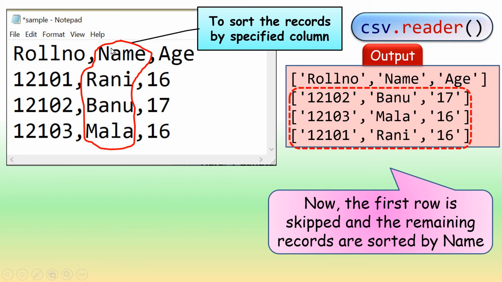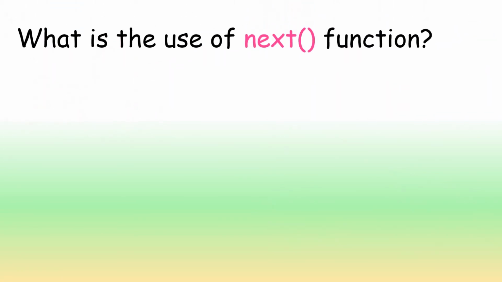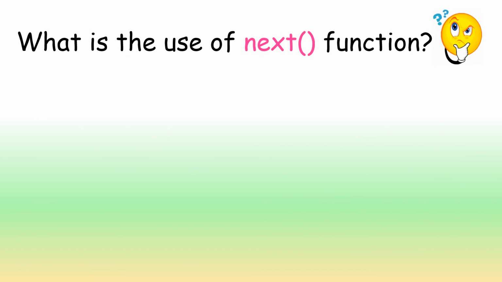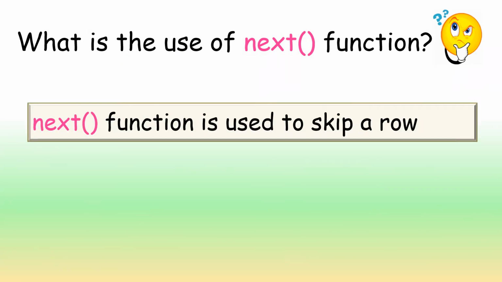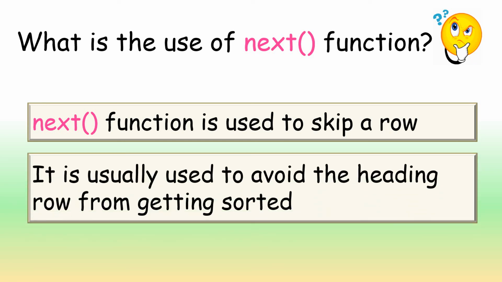So here the names were Rani, Banu, Mala in the notepad file, and in the output you can see that the names are arranged in alphabetical order. Banu, Mala, Rani, that is the records are arranged in alphabetical order by name. Therefore, what is the use of the next function? The next function is used to skip a row. It is usually used to avoid the heading row from getting sorted.